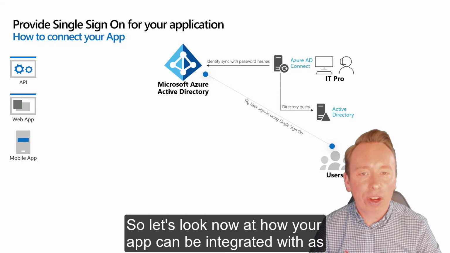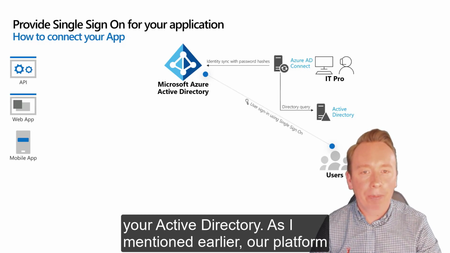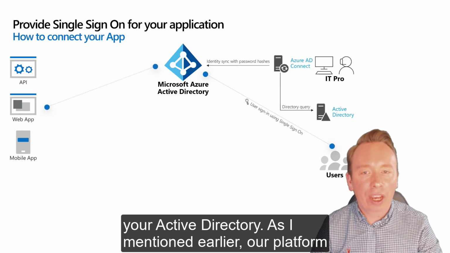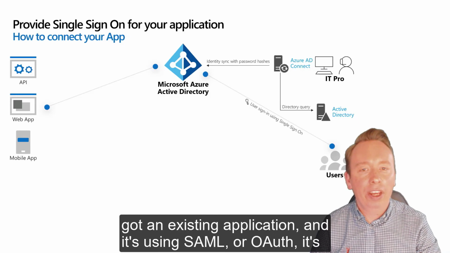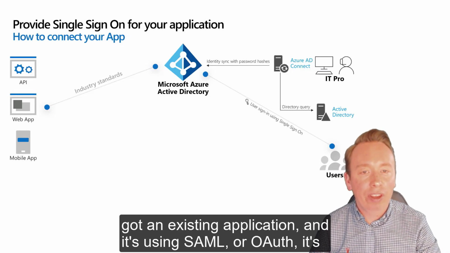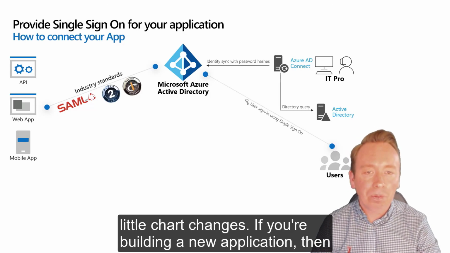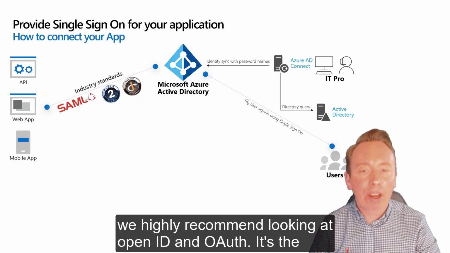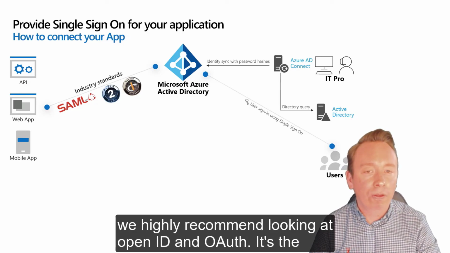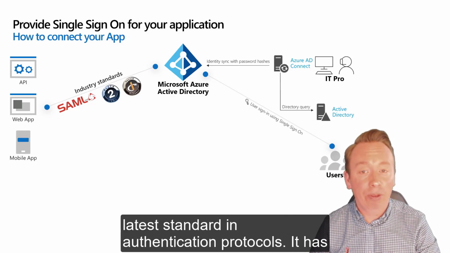So let's look now at how your app can be integrated with Azure Active Directory. As I mentioned earlier, our platform supports open industry standards. So if you've already got an existing application and it's using SAML or OAuth, it's really straightforward to connect your application with very little changes. If you're building a new application, then we highly recommend looking at OpenID and OAuth. It's the latest standard in authentication protocols.